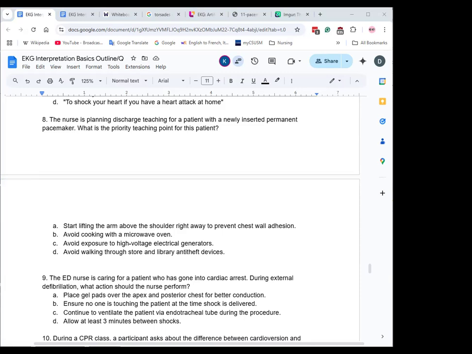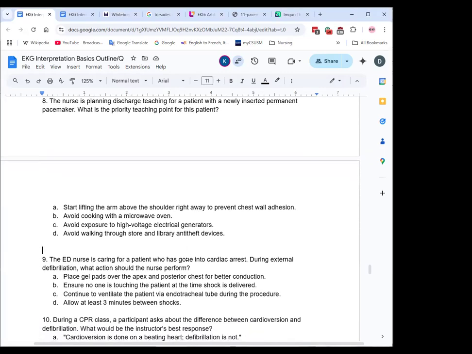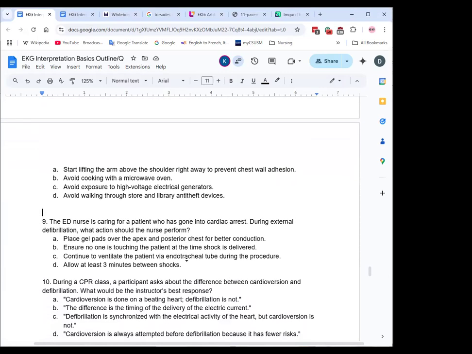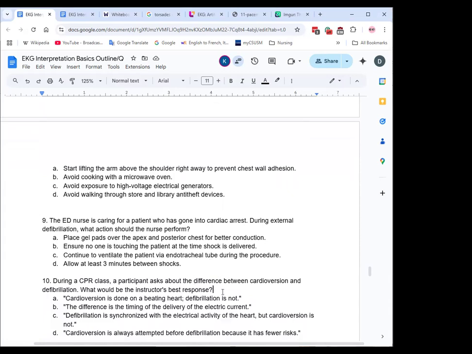Okay, now we're on number 10. Wow. Star. My favorite. Make sure, hold on. Perfect. Good job. And there's number 11, which I can't wait to get to. 10, we'll do it again. During a CPR class, a participant asked about the difference between cardioversion and defibrillation. What would be the instructor's best response?